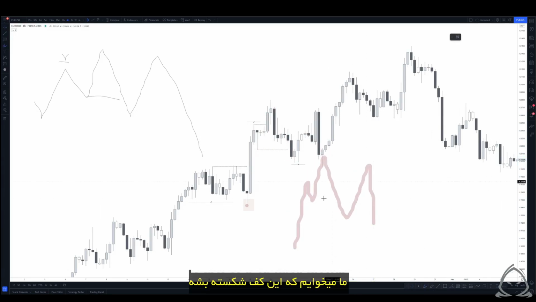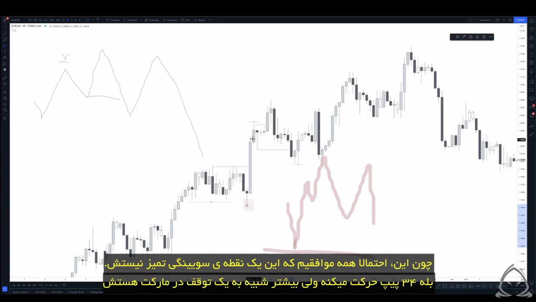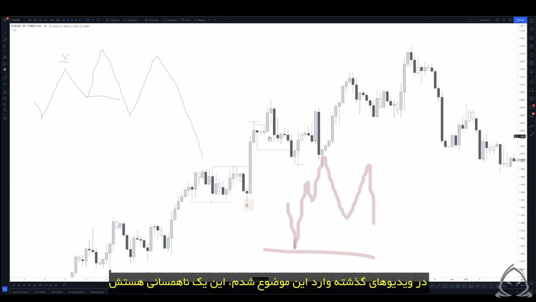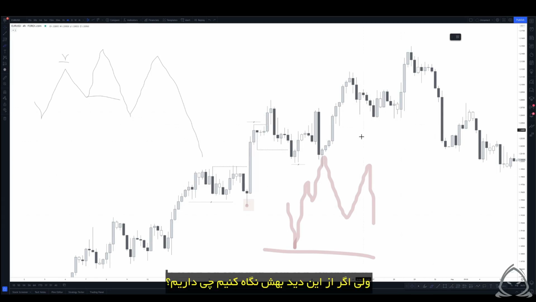What we want to see is price breaking this low, because this, as we can probably all agree, is not really a clean or clear swing point. Yes, it does move 34 pips, but it's more of a pause in the market. I touched on this in the previous videos. It's more of a variance in the price action. But if we're just looking at it from this perspective, what do we get?